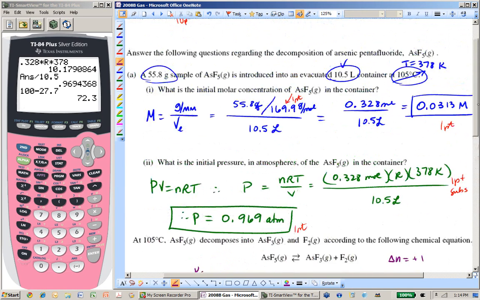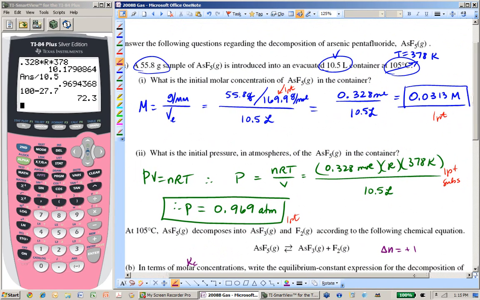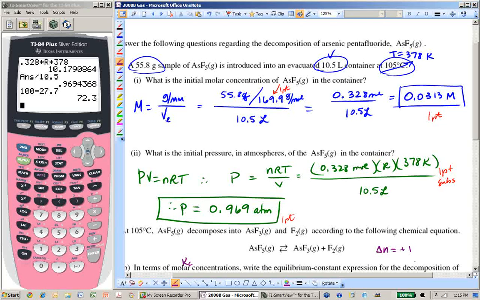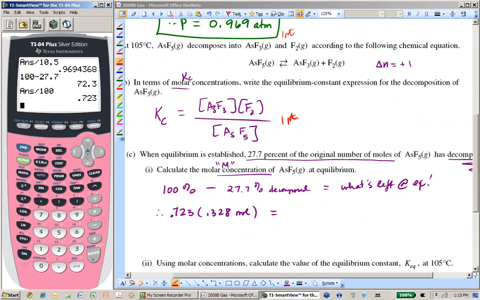I know it was 0.0313, way back. Wait, that's molarity. Am I in concentration? I'm in concentration. Nope, they want moles. So I need the moles, 0.328. So divide by 100 to get it into that decimal form of 0.723, multiply it by 0.328, and I come out with 0.237.